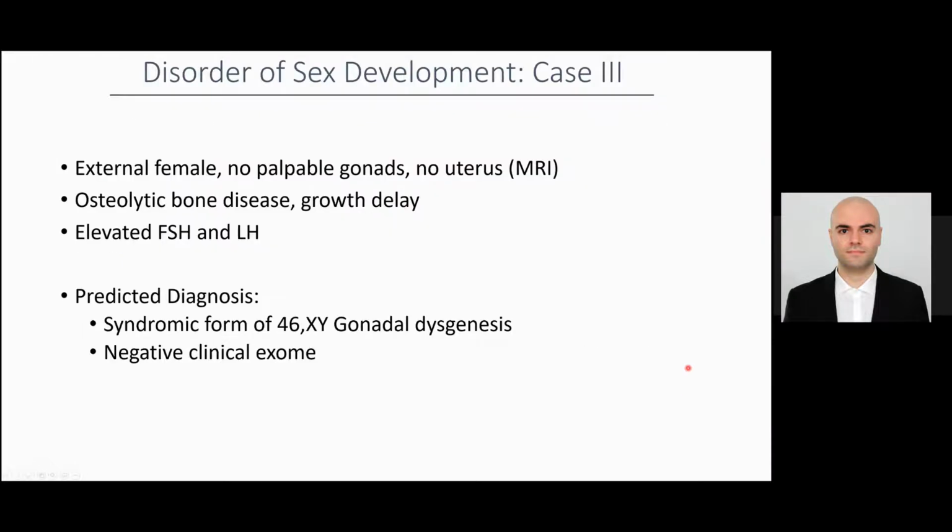And the last case for this sort of sex development is a patient who presented in clinic with female-like external genitalia, no palpable gonads, and no uterus by MRI scanning. Also osteolytic bone disease, growth delay, and elevated follicle-stimulating hormone and luteinizing hormone levels. The predicted diagnosis by the clinical team was a syndromic form of 46XY gonadal dysgenesis, but no specific genetic disorder was identified by clinical exome sequencing.